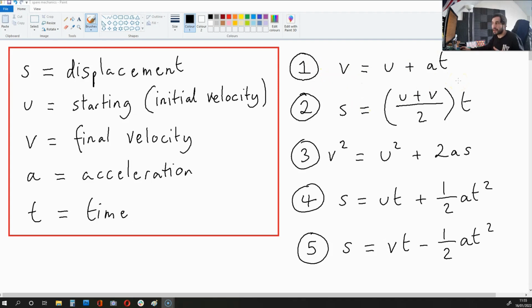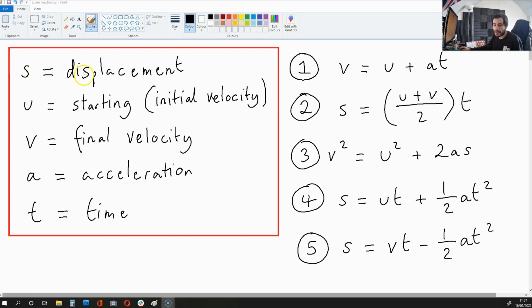Hello there, in this video I'm going to be showing you how to derive the 5 main formulas used to solve problems about particles moving in a straight line with constant acceleration. In order to do this, we need to know 5 definitions.